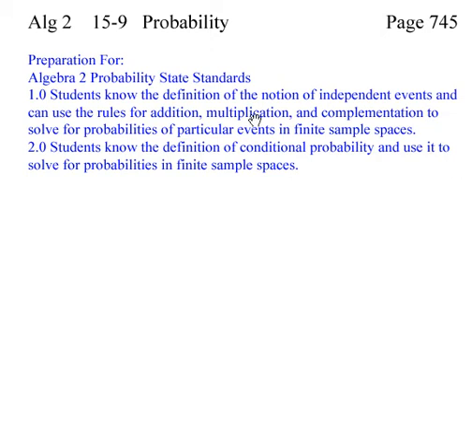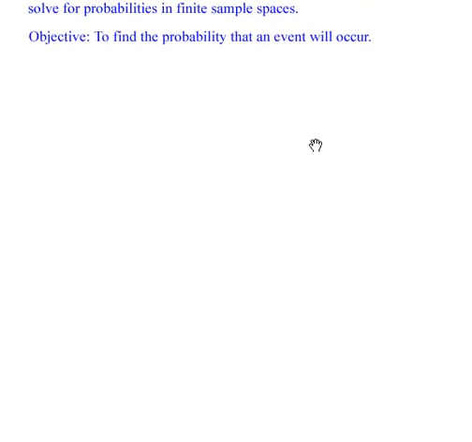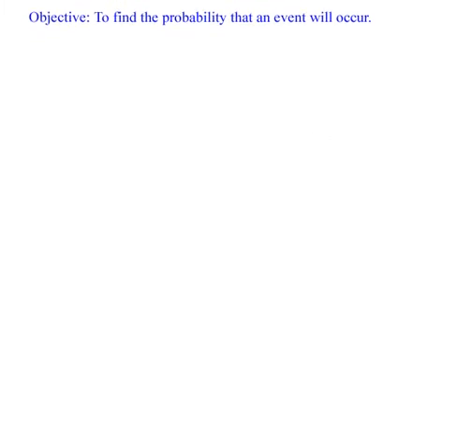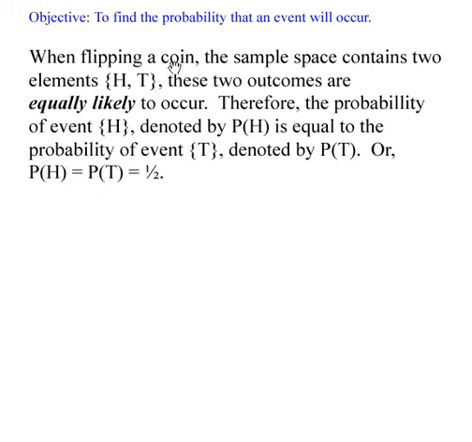In this lesson, we're continuing preparing for the probability state standards 1 and 2. So our objective for today is to find the probability that an event will occur. So let's go back to the idea of flipping a coin.